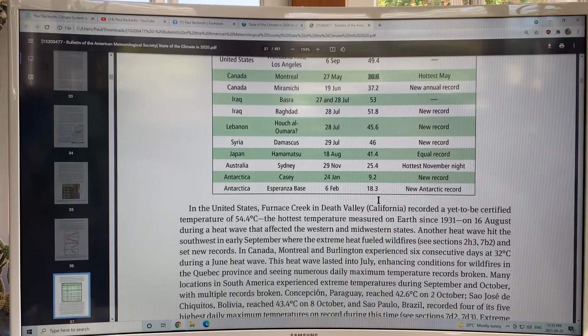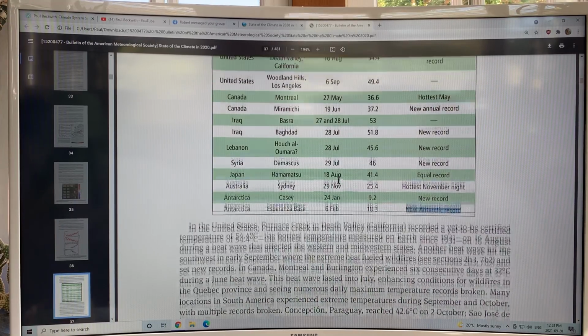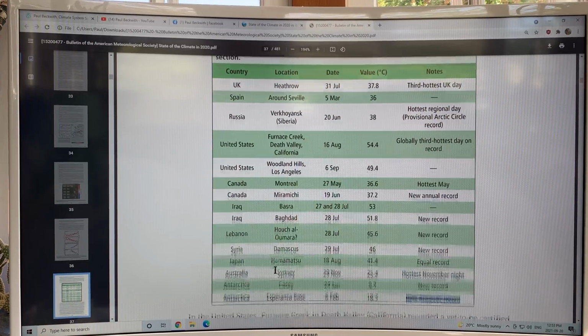Some places here, this is noteworthy, of course. In Antarctica, we hit 18.3 degrees Celsius at Esperanza Base on February 6th, and that's a new Antarctic record. There's no Arctic point here.